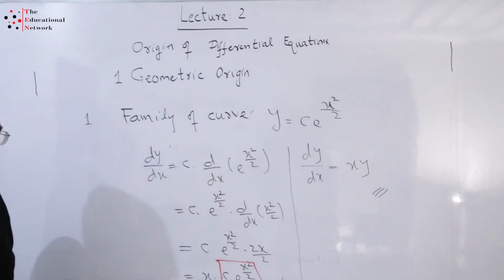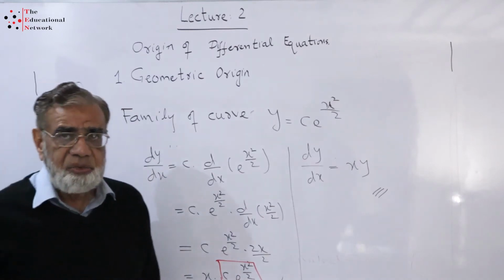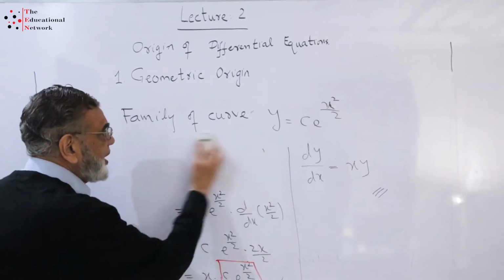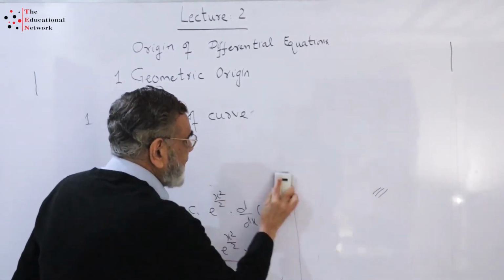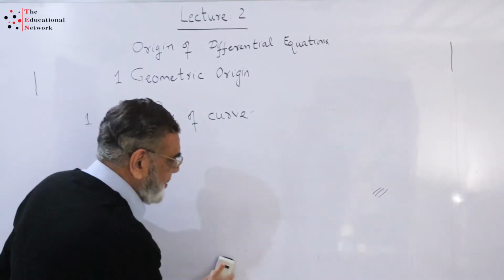In the last example, we get two arbitrary constants, c1 and c2, so we get a second order differential equation. I take another example of the family of curves, and we solve it, and we see how we get the differential equation for that one.